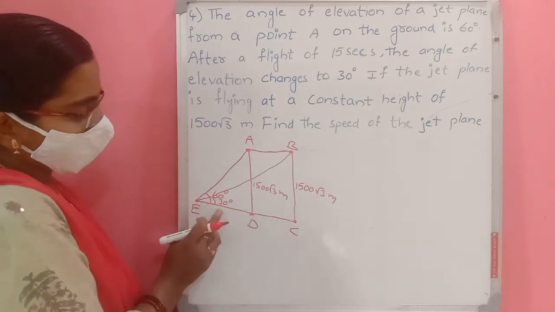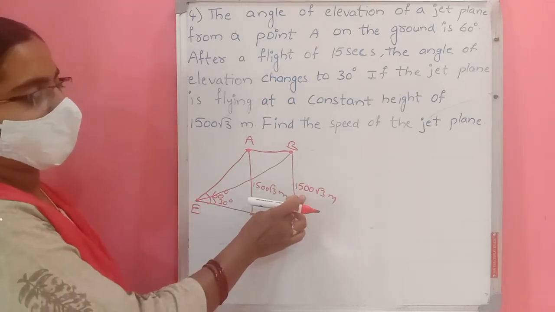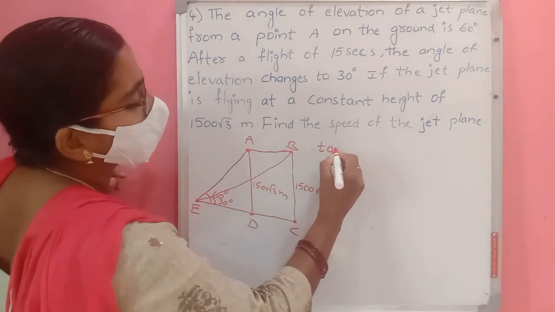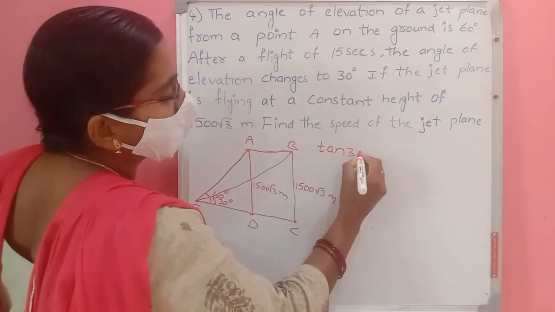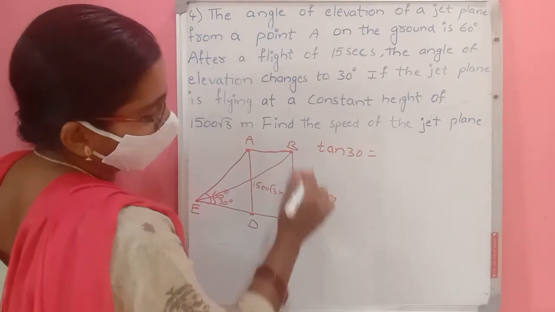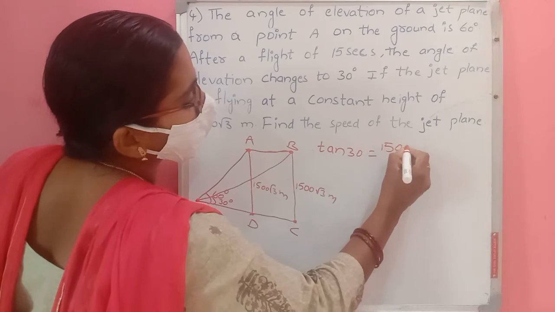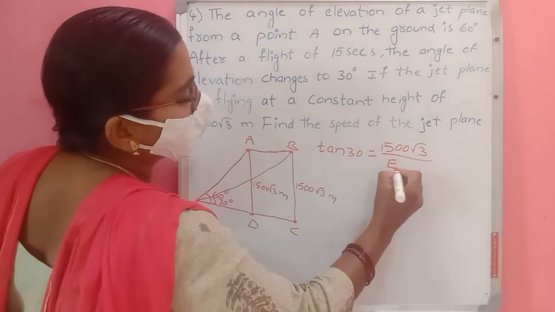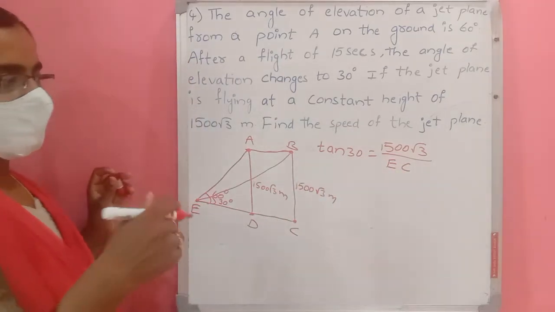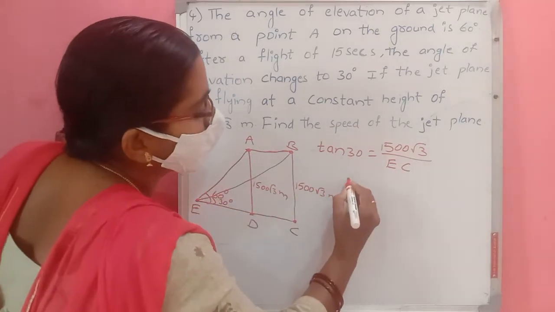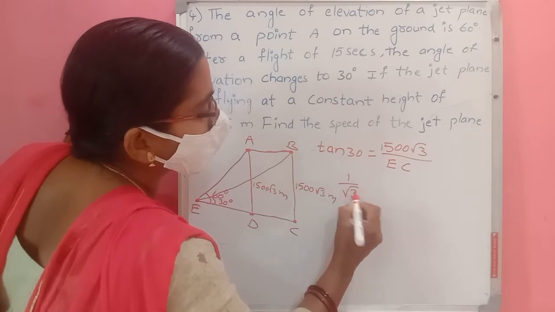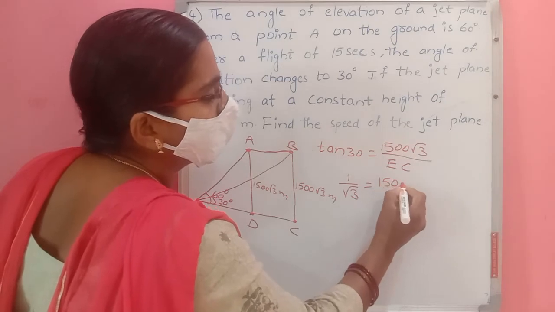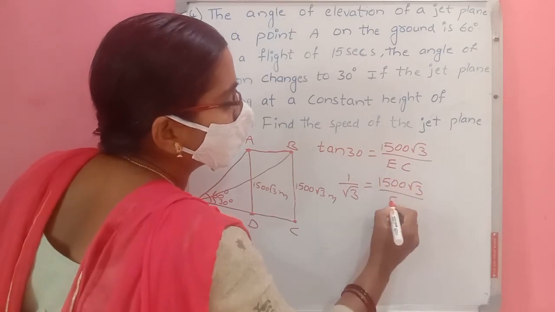So we have here the angle 30 degrees. For this we have opposite and adjacent. Opposite and adjacent is tan. Tan 30 is equal to opposite BC, 1500 root 3, by adjacent EC. We don't know it, take it as EC. So tan 30 is 1 by root 3. That is equal to 1500 root 3 by EC.